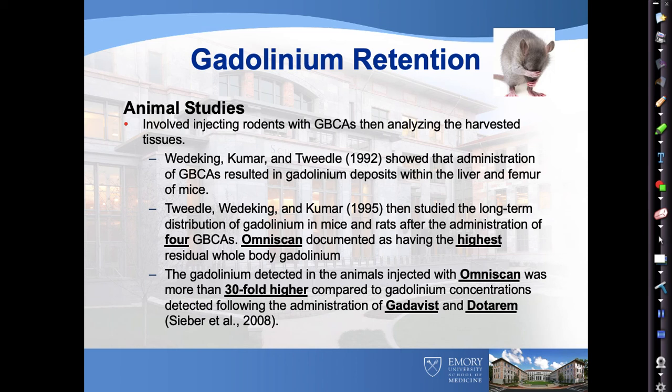These researchers followed up their study in 1995, and they studied the long-term distribution of gadolinium in mice and rats after the administration of 4 gadolinium-based contrast agents. Omniscan, which is a linear agent, was documented as having the highest residual whole body gadolinium. Saber et al. in 2008 noted that gadolinium detected in animals injected with Omniscan, linear, was more than 30-fold higher compared to gadolinium concentrations detected following the administration of gadoteridol and Dotarem, which are both macrocyclic.